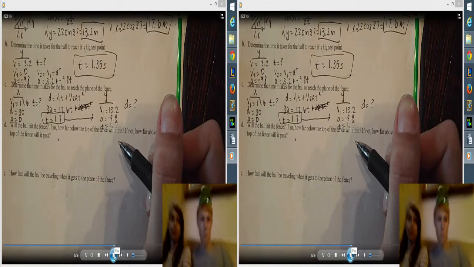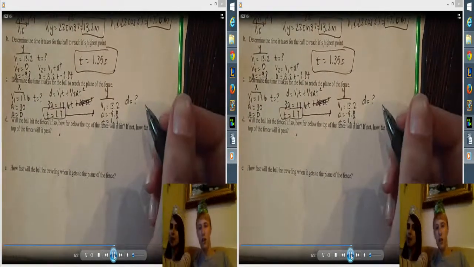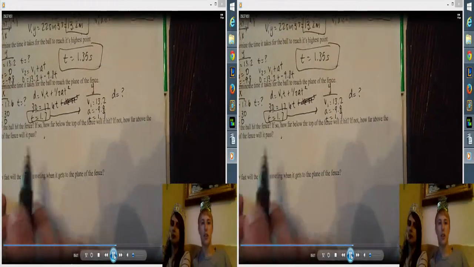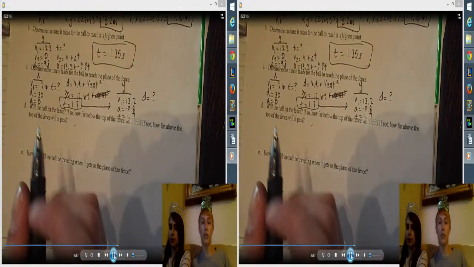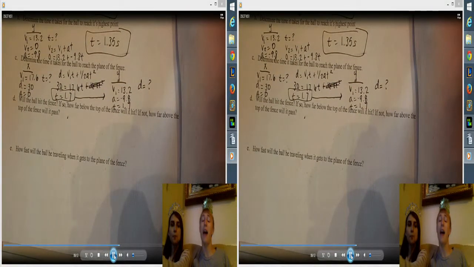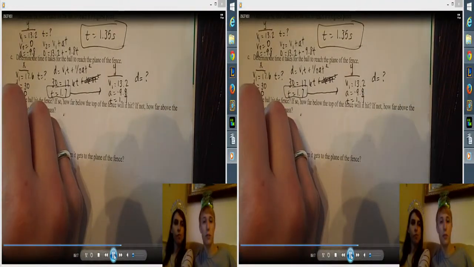Okay, ready? Explain how that is just a preview for this. Okay, so that Y thing that we put down, the Y component, is just a preview for the D portion, which is, will the ball hit the fence? If so, how far below the top of the fence will it hit? If not, how far above the top of the fence will it pass? Good question. I hope it hits the fence so we don't have to calculate how much it passes by.